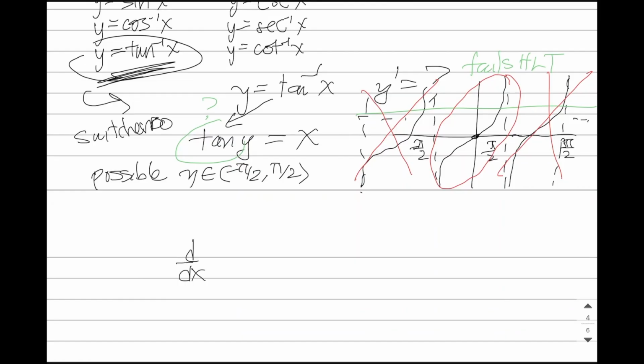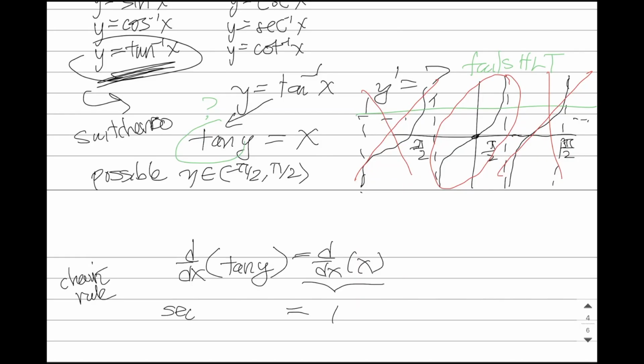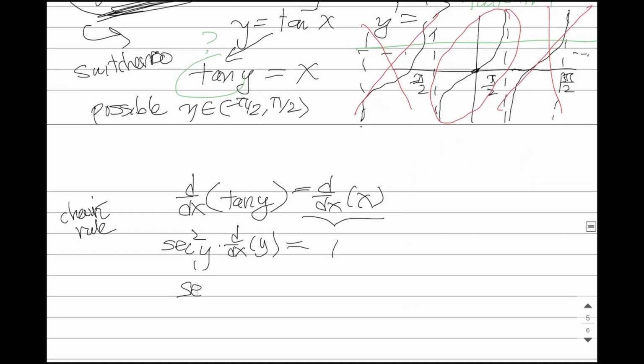And in this particular case, we proceed like we did before, and we take the derivative of both sides. As always, this will give us 1. We'll use the chain rule, and so the derivative of the tangent of something is the secant squared of that something times the derivative of the something. And so this gets us secant squared of y times y prime is 1. We'll have 1 over the secant squared of y.